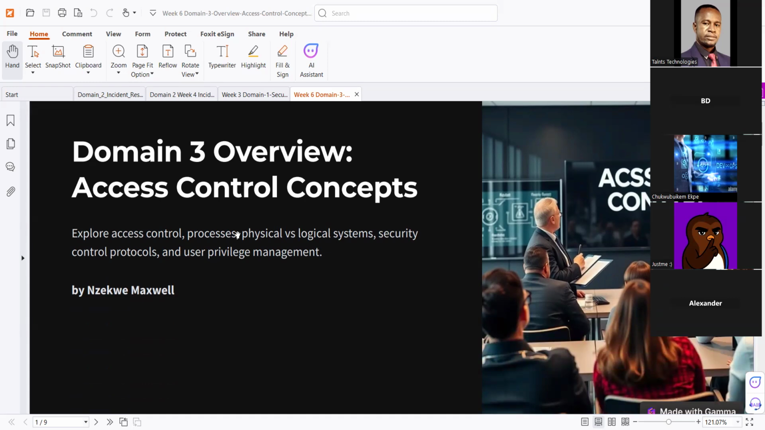So, what is access control? In your own terms or understanding, what do you understand by access control? Somebody will come and ask you, give me access, because they don't have access. It means you have already done what? Control the access. So, in layman's terms, what is access control? Does anybody want to try?